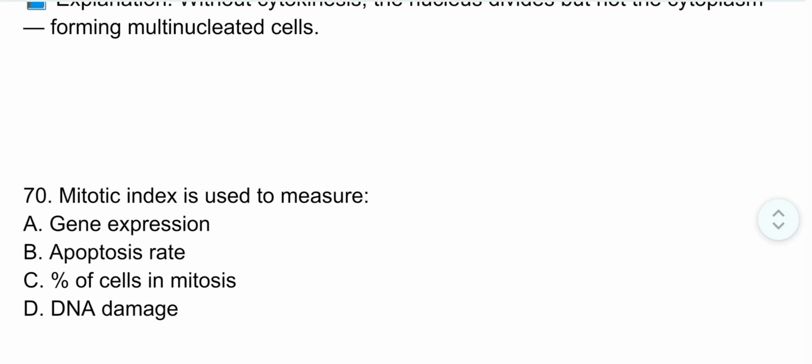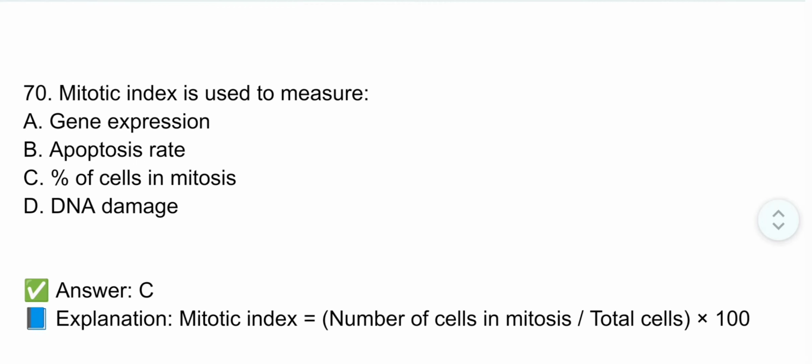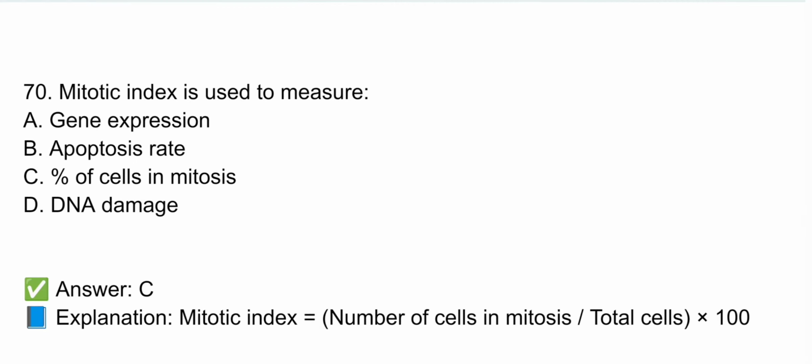Question number 70. Mitotic index is used to measure? The correct option is option C, percent of cells in mitosis. Mitotic index is the number of cells in mitosis divided by total cells, times 100.